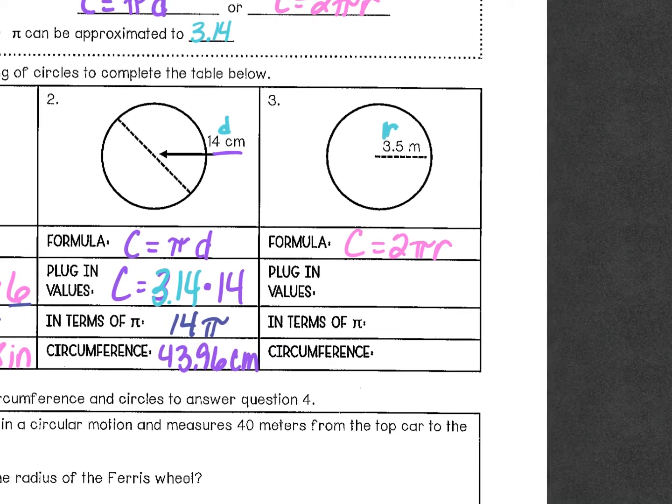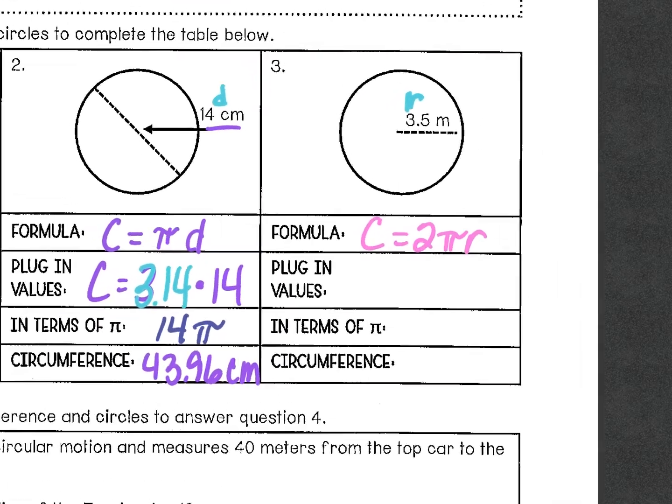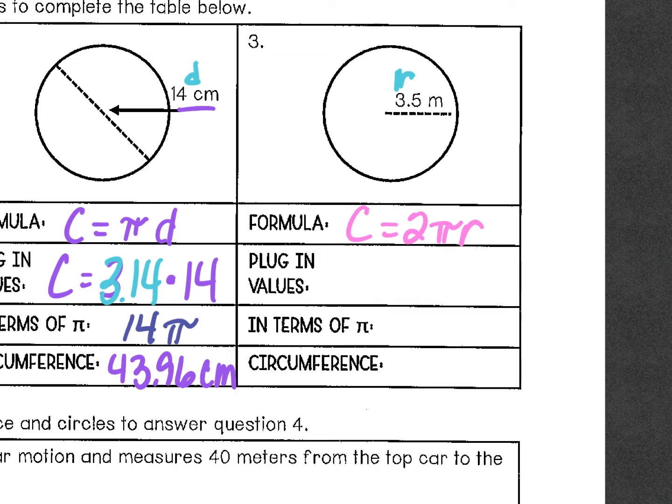Okay, I want you to go ahead and pause, and I want you to try setting this last one up. Okay, now that you've paused and hopefully you've tried to set it up yourself, let's go ahead and talk about it. So we're going to go C equals 2 times 3.14 times my radius, which is 3.5.